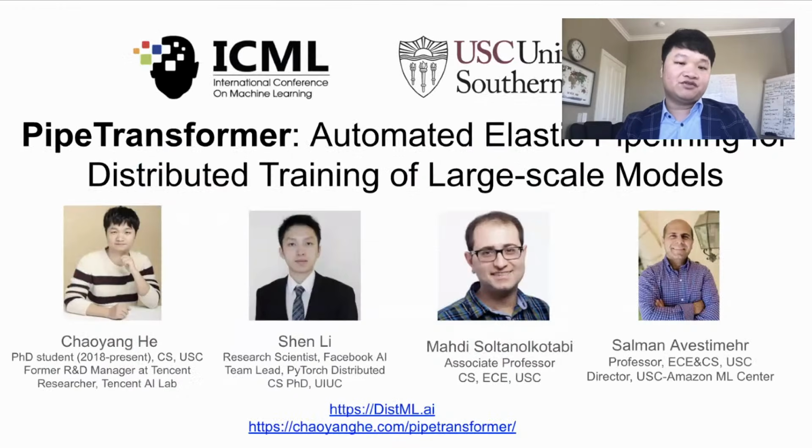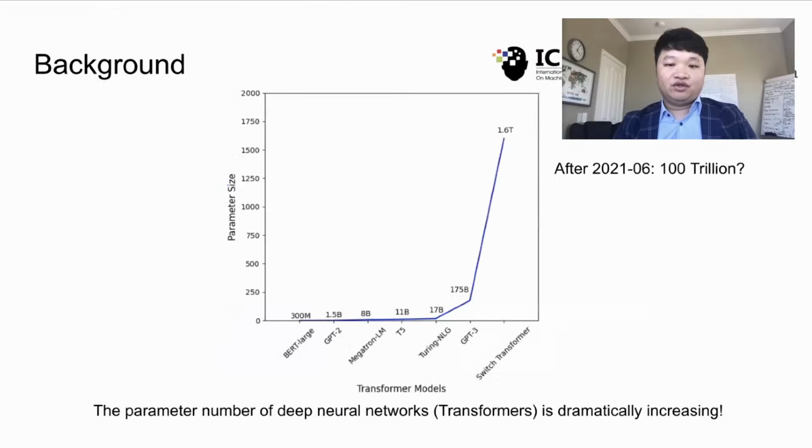So first, let's look at PipeTransformer, which is a dynamic training system that co-designs the pipelining, data parallelism, and the training algorithm. Let's look at the motivation of this system. As I just mentioned, the model size increased dramatically in the past few years. You can see GPT-3 has more than 100 billion level parameters, and recently Switch Transformer even enhanced the model size to 1 trillion level parameters. We can also predict that maybe later this year, people can propose more than 100 trillion parameters.